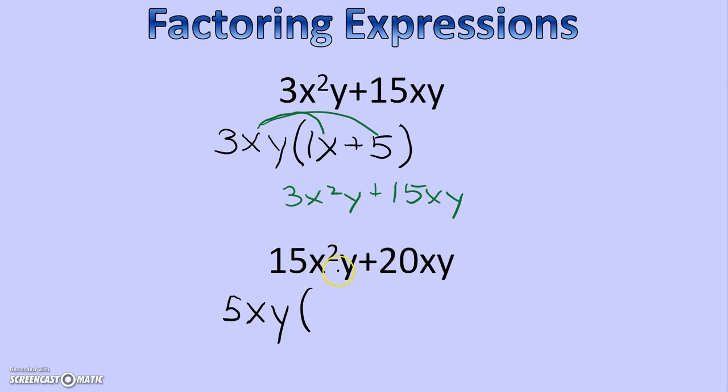Now we're taking that out of 15x squared y, so 15 divided by 5 is 3. X squared divided by x, there's 1x left. Y divided by y is 1, so there's no more y's left. 20 divided by 5, so when you take out 5, you get 4. You're taking out x from x, there's no more x's left. Taking out y from y, no more y's left. So here's our answer in factored form.